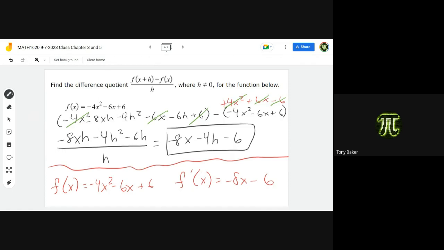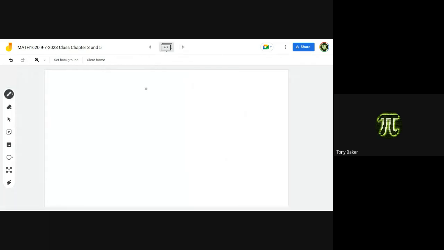All right. Now on to composite functions and inverse functions.